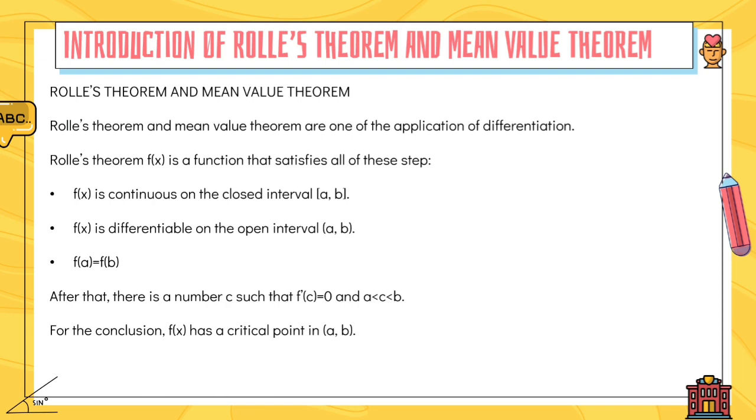Introduction of Rolle's theorem and mean value theorem. Rolle's theorem and mean value theorem are applications of differentiation. Rolle's theorem: f(x) is a function that satisfies all of these conditions. f(x) is continuous on the closed interval [a, b]. f(x) is differentiable on the open interval (a, b). f(a) is equal to f(b). Then there is a number c such that f prime c equals 0 and a is less than c, c is less than b. For the conclusion, f(x) has a critical point in (a, b).